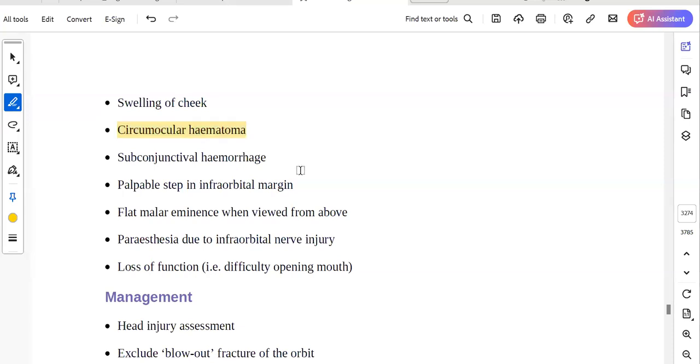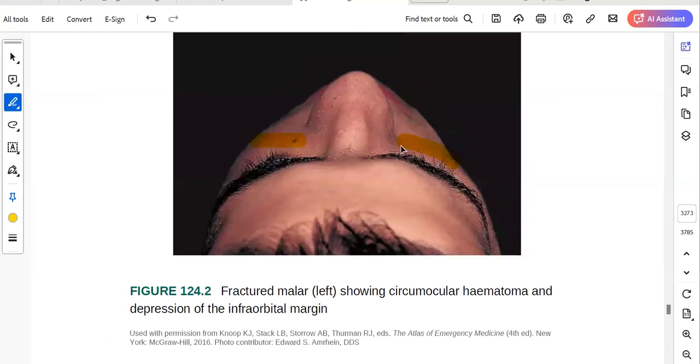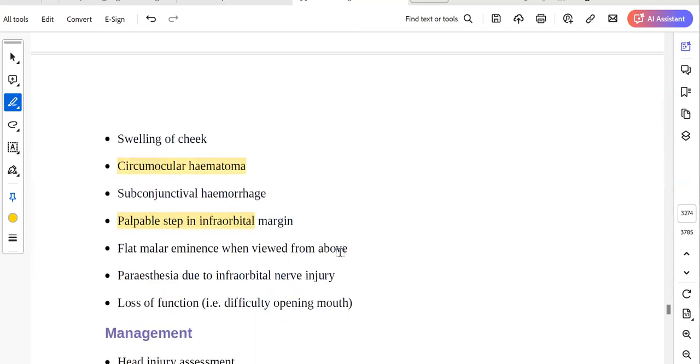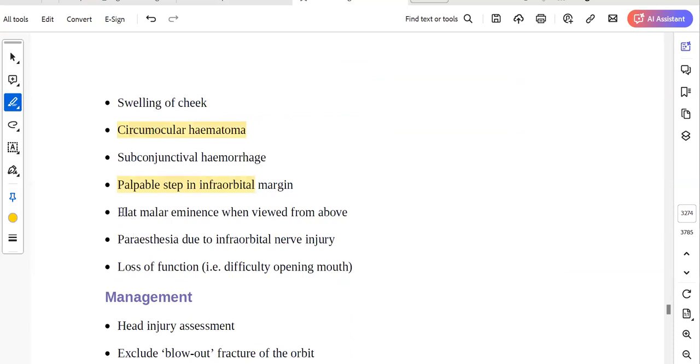Sometimes they can have a hematoma around their eyes, subconjunctival hemorrhage. You can even get a palpable step deformity in the infraorbital margin. So this is the infraorbital margin, right? So sometimes if it is a bad fracture, you can even feel the fracture. Flat malar eminence, paresthesia due to infraorbital nerve injury. So just along the malar bone, the infraorbital nerve passes through, and if the malar fracture injured the infraorbital nerve, then the patient can get paresthesia or loss of sensation on that side of the face.